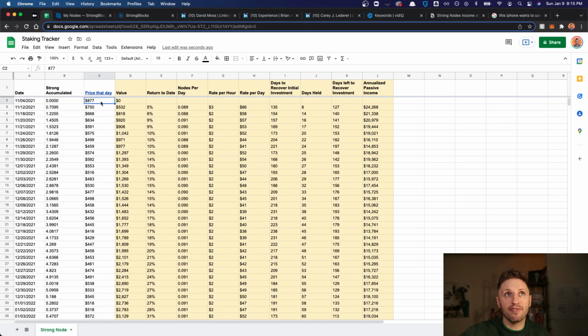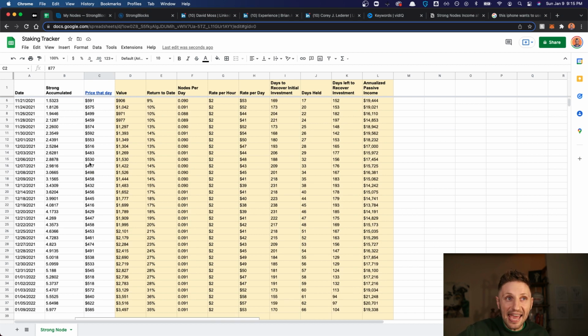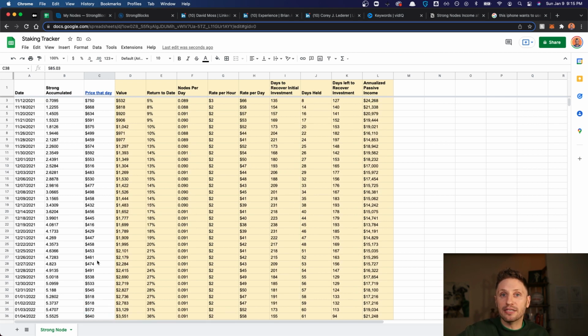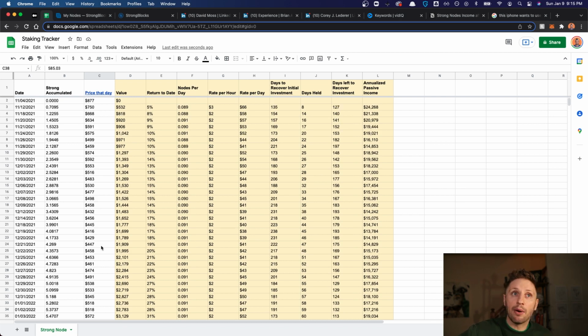You can see back when I invested in the beginning of November, the price was $877 for Strong. Today, that price is closer to $585. So like we talked about before, the value of the rewards I'm earning have gone down on a per Strong basis. However, I continue to accumulate more Strong. So over time, the value of my investment is going up.